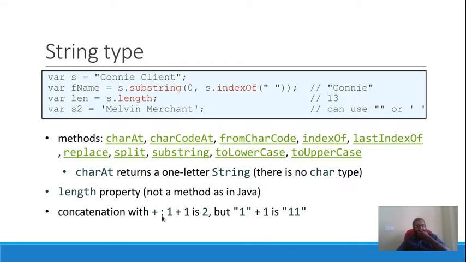Next is concatenation with plus. Say for example, if I type 1 plus 1, here 1 is a number and this 1 is also a number, and it will result in the value 2. But on the other hand, if I do string 1 plus number 1, the number 1 is converted into a string and then concatenated, and you will get 11 as the answer.